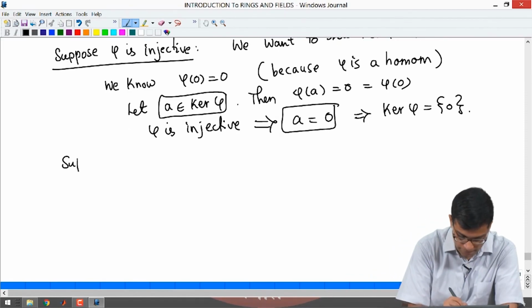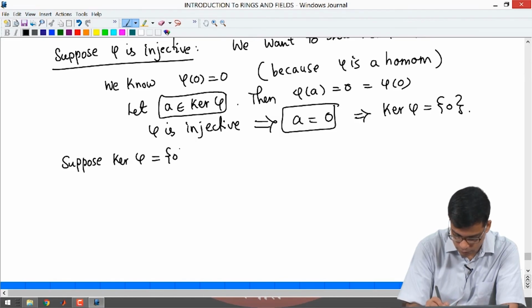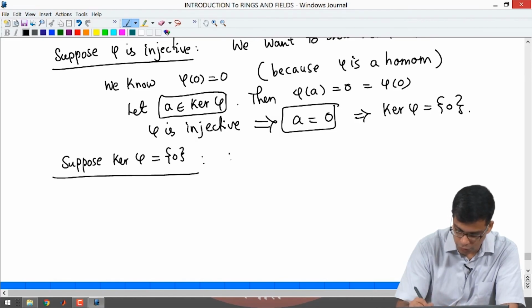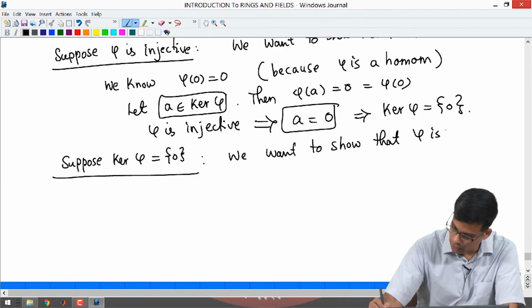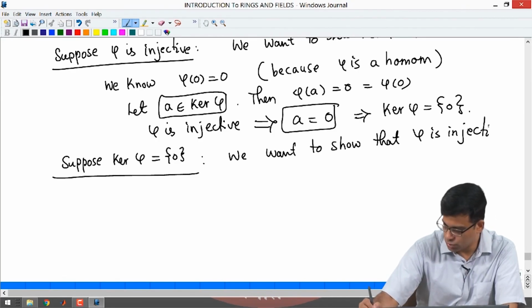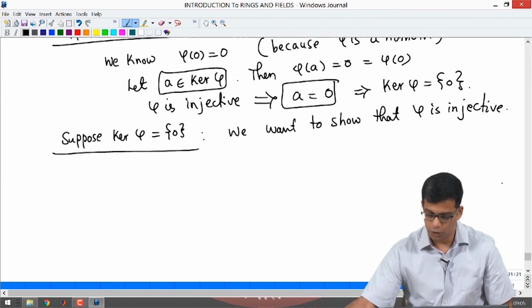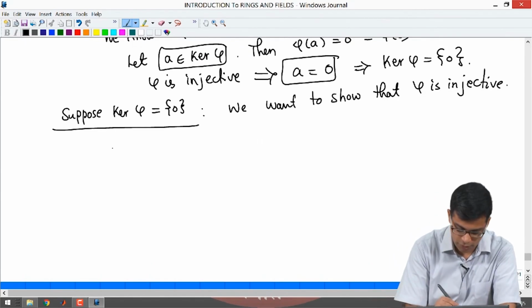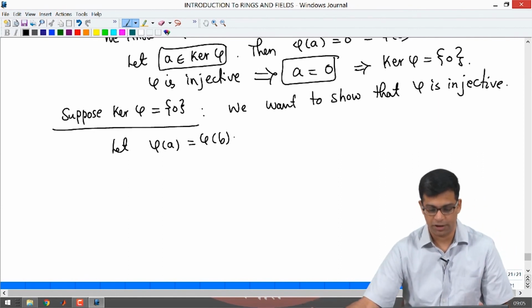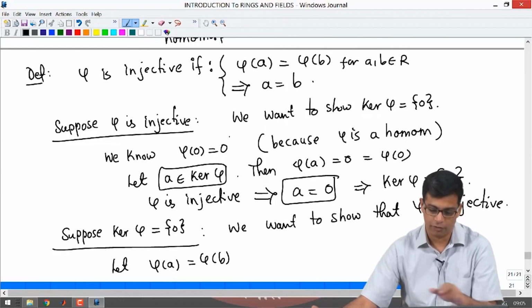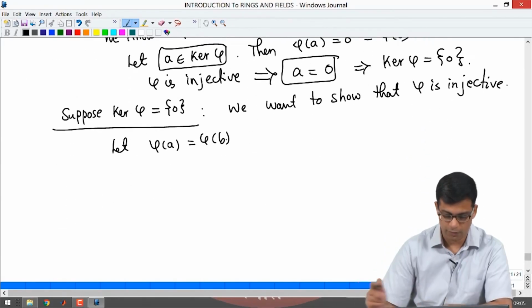Now, suppose kernel phi is 0. We want to show that phi is injective. This is also straightforward using the same ideas as before. Let phi of A equal phi of B. The definition of injectivity is: if phi of A is equal to phi of B, we want to show A is equal to B.